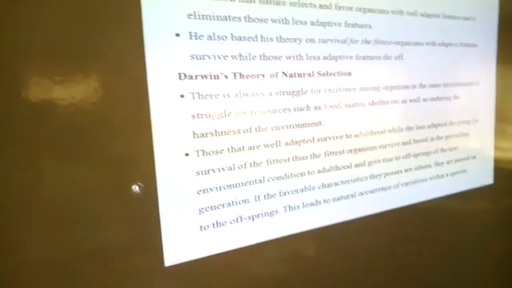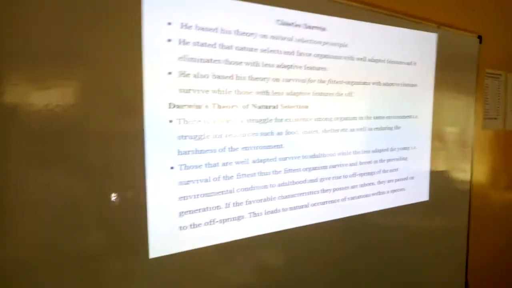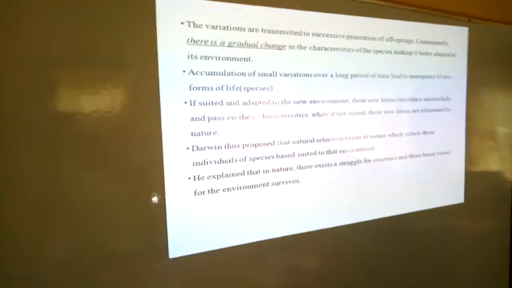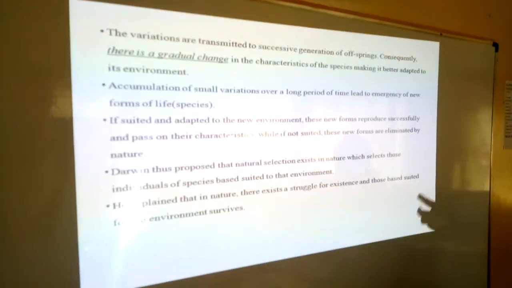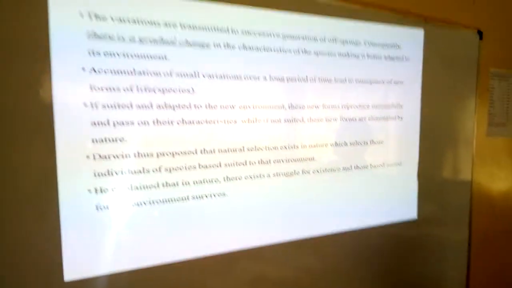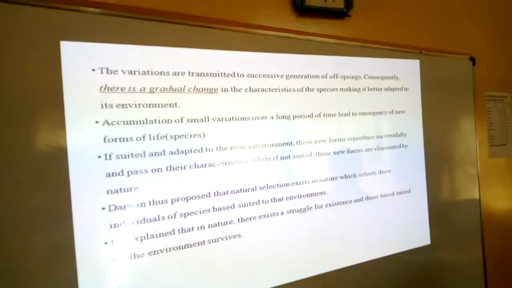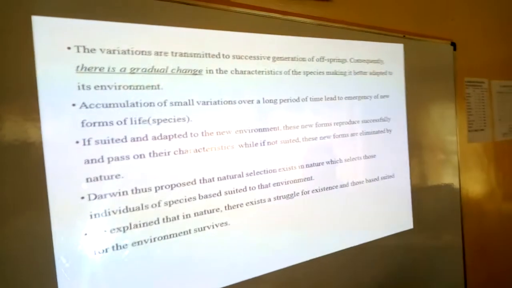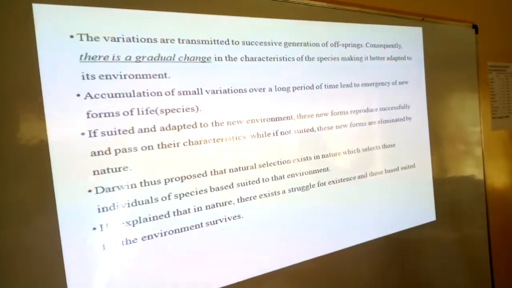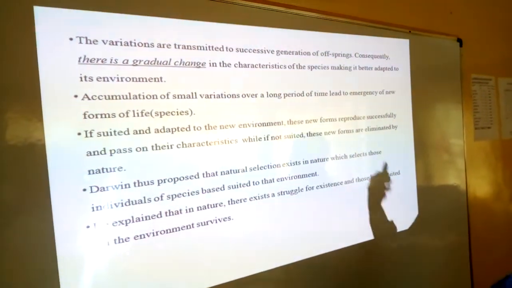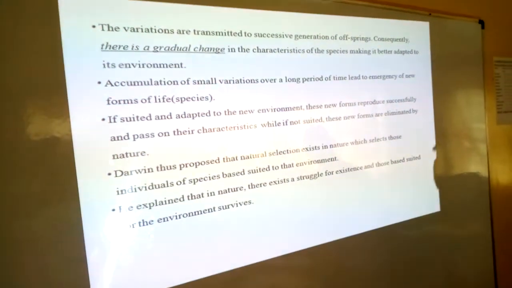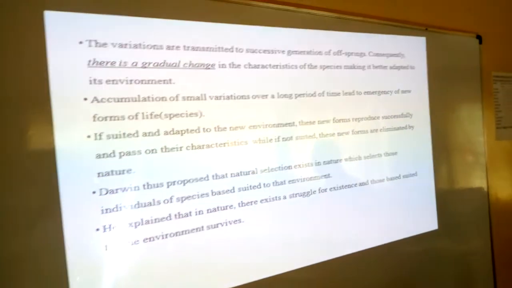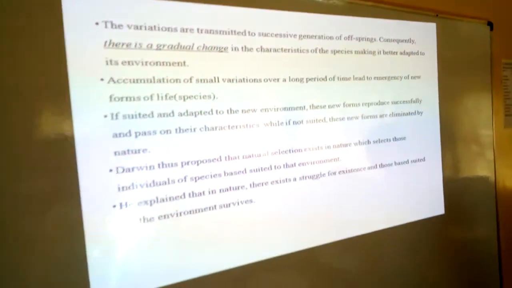Variation means that children in a family born from the same mother and father look a bit different. That is variation. The variations are transmitted. Some differences among organisms of the same species are transmitted to successive generations of offspring. Transmitted means passed. Consequently, there is gradual change, and that is evolution, in the characteristics of the species, making it better adapted to its environment.